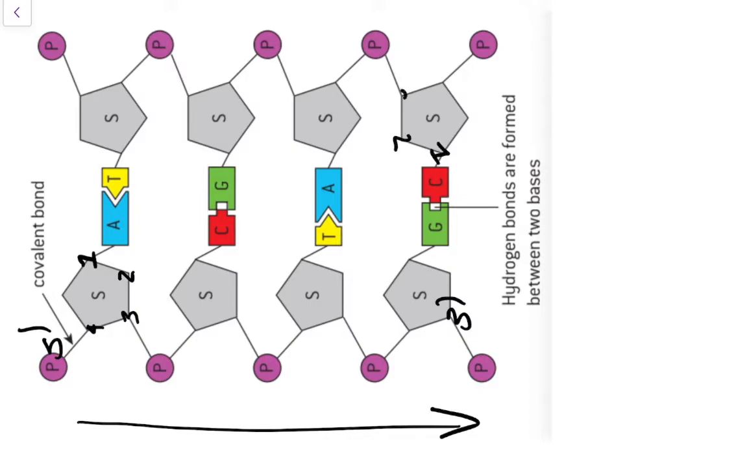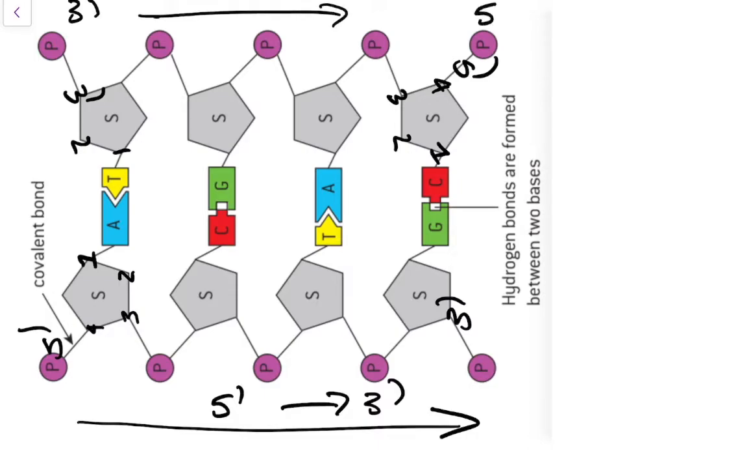1, 2, 3, 4, 5. That's the 5' end. And down to 1, 2, 3. That's the 3' end. So if we're going from left to right, that side is 5' to 3', but the other is going to be 3' to 5' because they're anti-parallel.